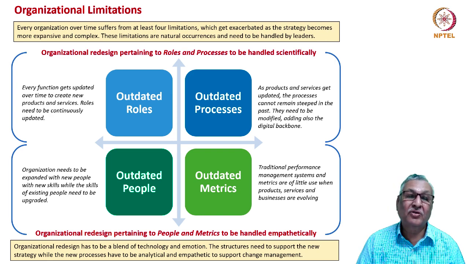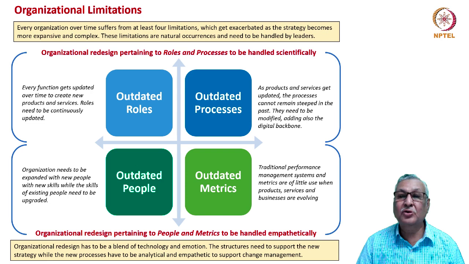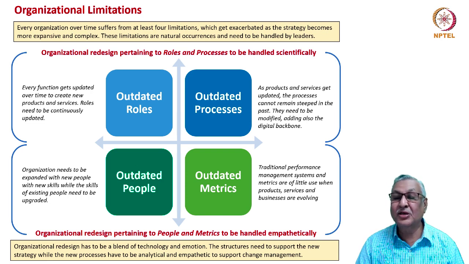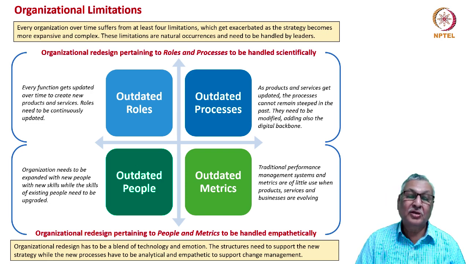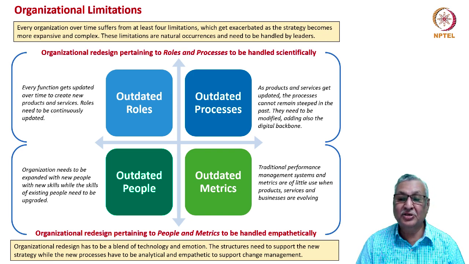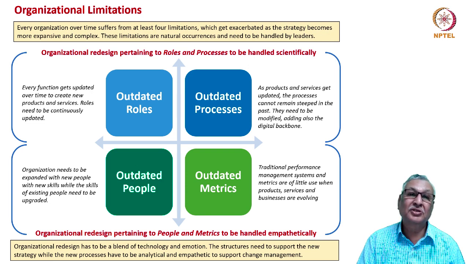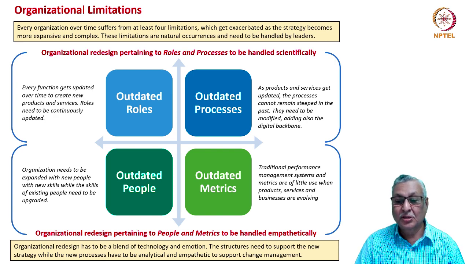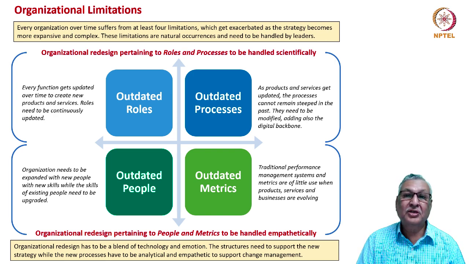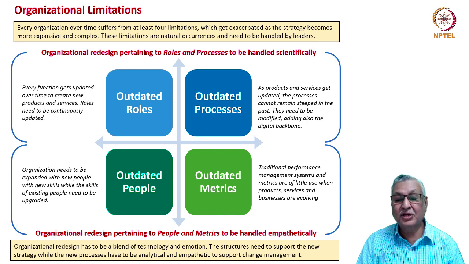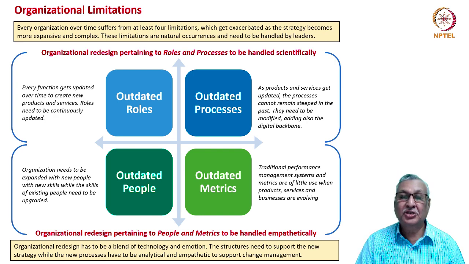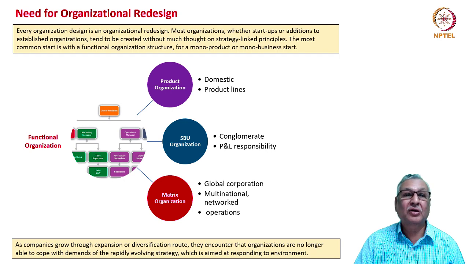So there are two aspects of organizational redesign. One pertaining to roles and processes which could be handled and should be handled analytically. There are two other aspects of organizational redesign relating to people and metrics or performance management which need to be handled empathetically. Therefore, organizational redesign has to be a blend of technology and emotion. The structures need to support the new strategy, while the new processes have to be analytical and empathetic to support change management.